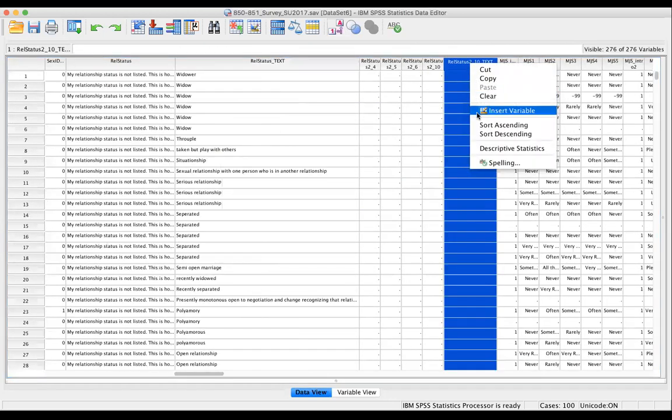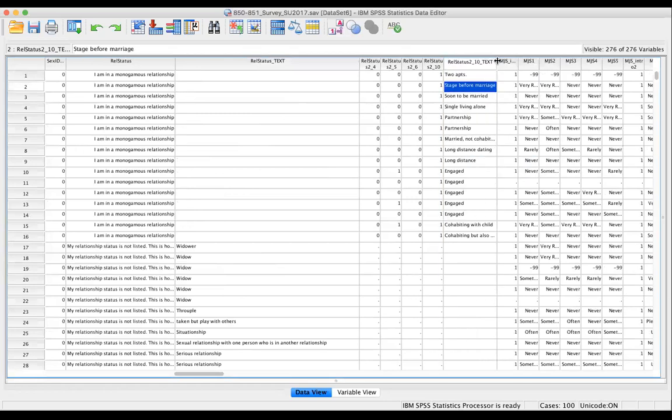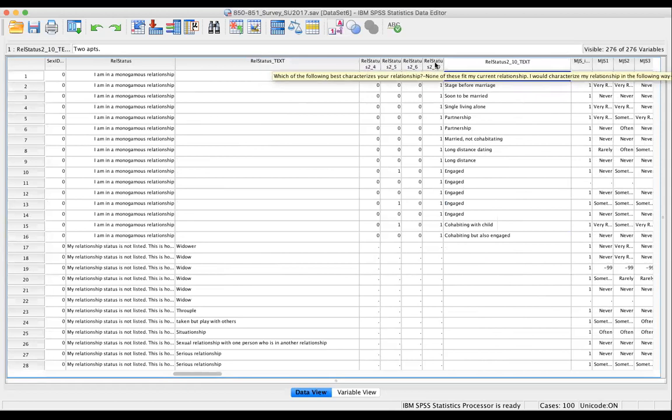And then the same thing for this other relationship category, where there are not as many of these. So long distance dating, cohabiting, but also engaged, so probably they're married. Two apartments, so that's something separate. I don't know if that means they're married and just not cohabiting, or what that means.